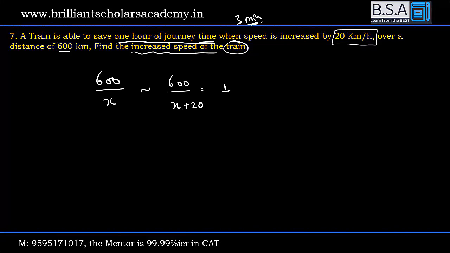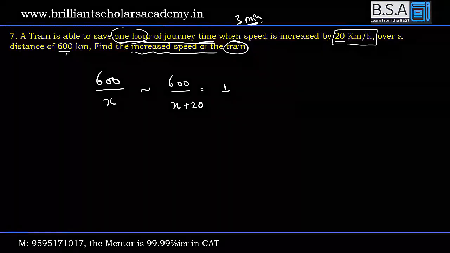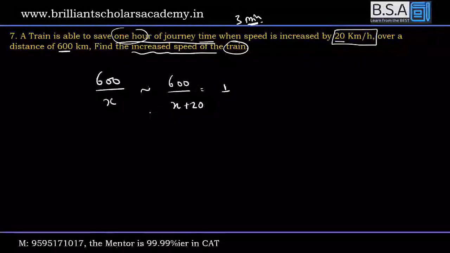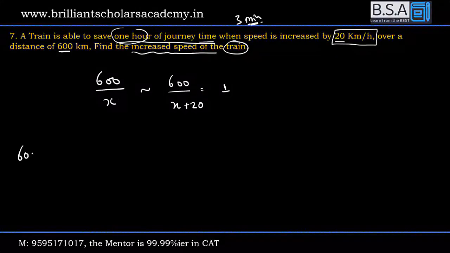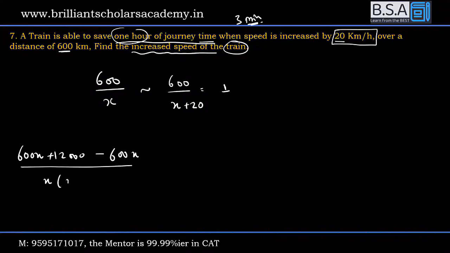Read that part. A train is able to save 1 hour of journey time when the speed is increased by 20 kmph over a distance of 600 kilometers. What is the speed of the train? So if you decide to solve this, you cross multiply, you will have 600x plus 12,000 minus 600x upon x into x plus 20 is equal to 1.